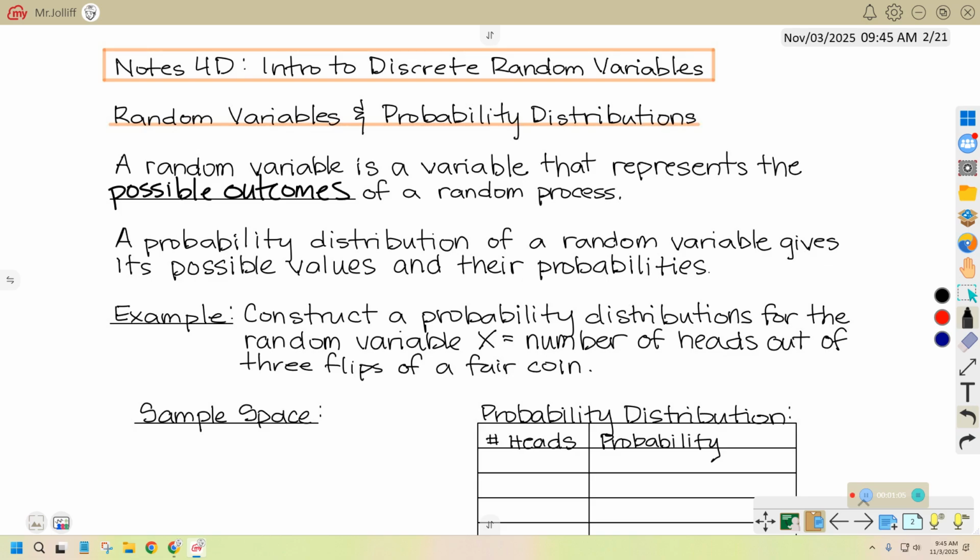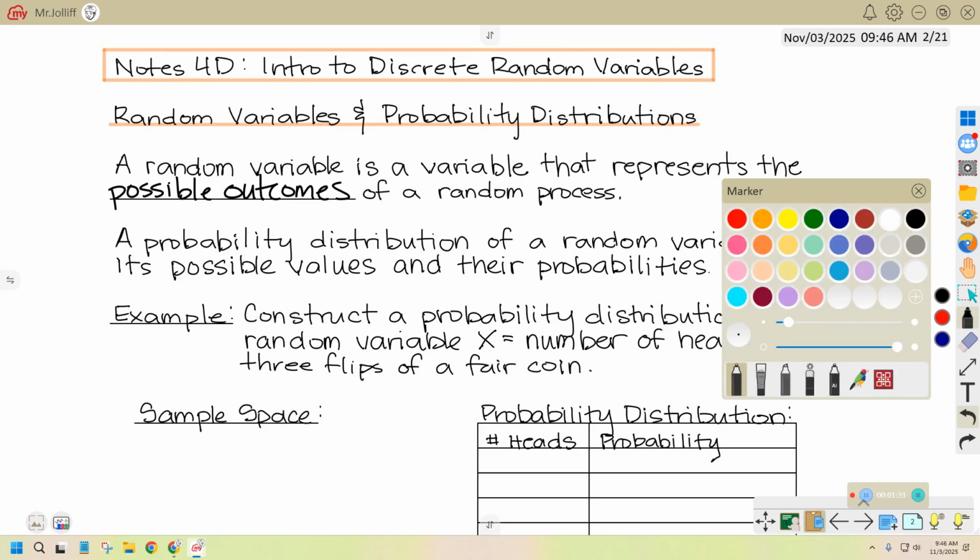The probability distribution is then a list of all of the possible outcomes and their corresponding probabilities. And we can represent it two ways, either with a table or a graph. We're going to look at both. We're going to start with a table. And the example for our table, we're going to construct a probability distribution.